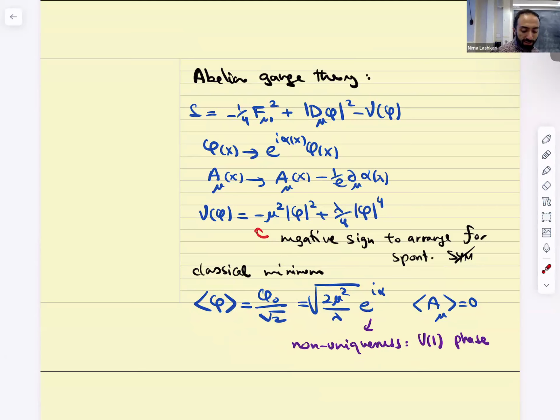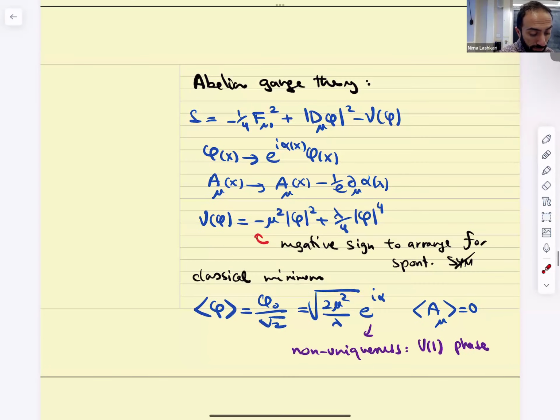The non-uniqueness: if you take this vacuum expectation value and multiply it by a phase, it's another vacuum. So this phase is the S1, this picture I've been drawing. And A mu has to be 0. This is the vacuum solution. Even for e to the i alpha here, where alpha is constant, right?